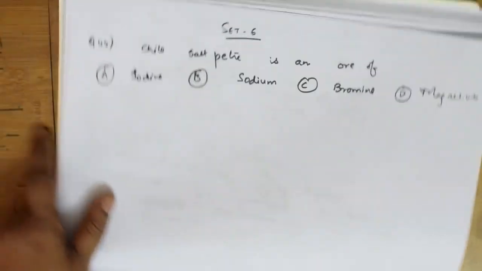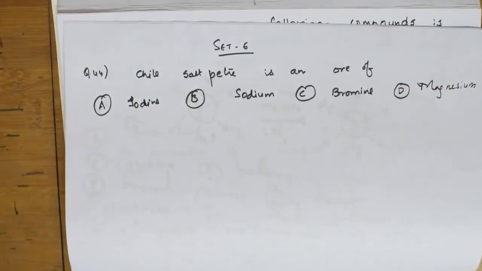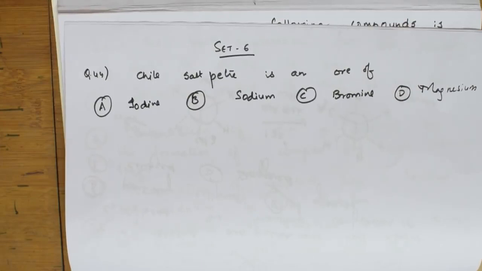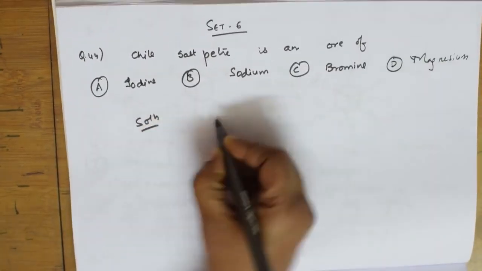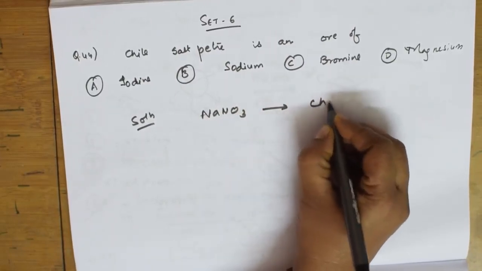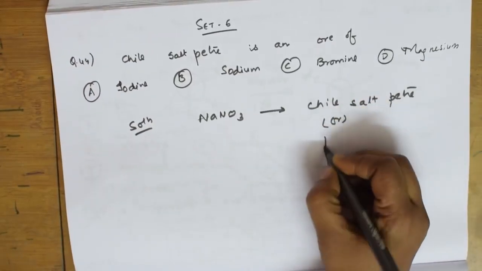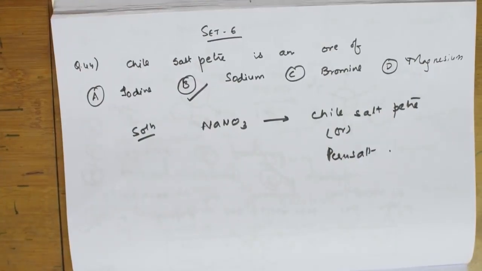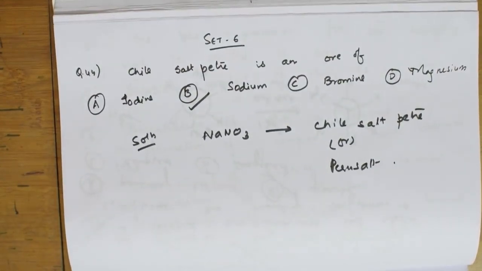Let me turn the page. Yes. Chili saltpeter is an ore of, very easiest question. So basically sodium nitrate, NaNO3, is known as chili saltpeter or Peru salt. So the correct option is sodium. So chili saltpeter is nothing but sodium nitrate, no? So the ore of sodium, right?